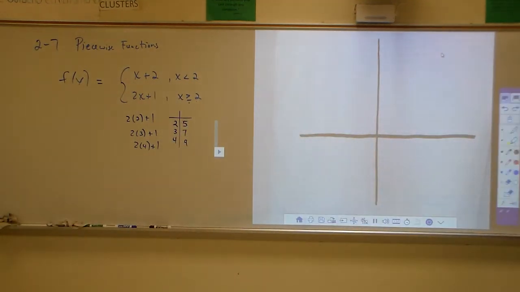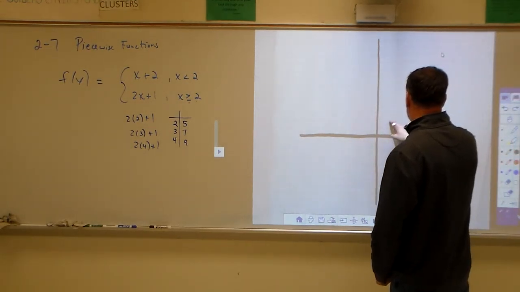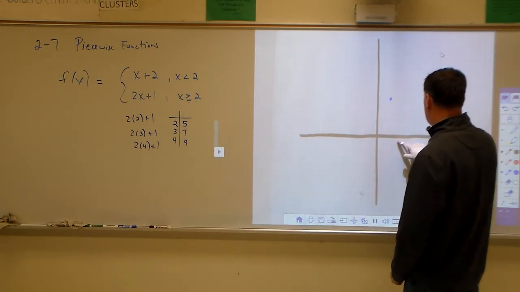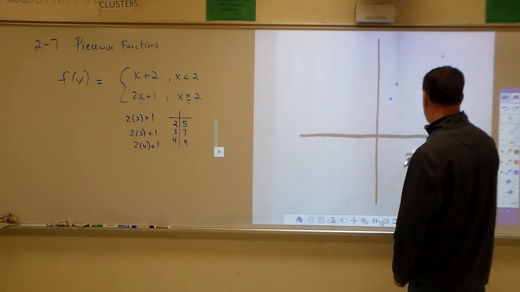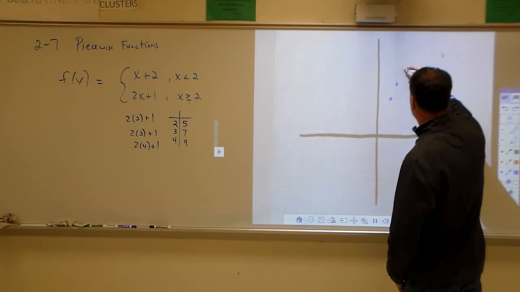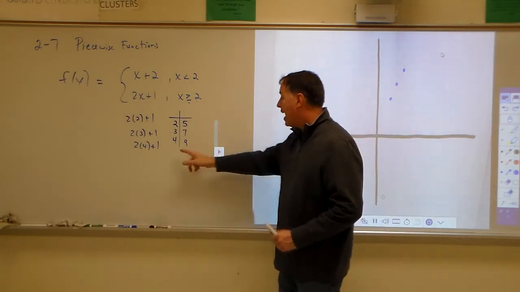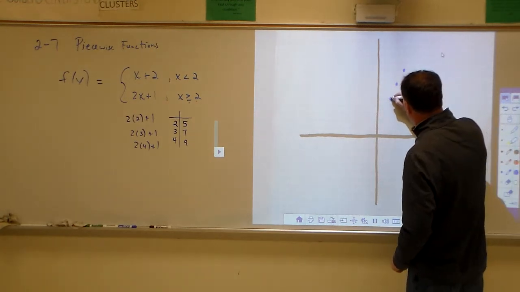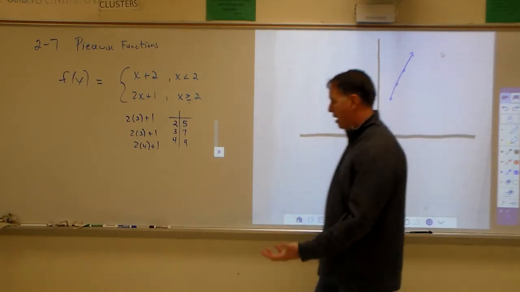So I go to my graph, and I graph (2, 5), (3, 7), and (4, 9). Now, can you agree it's going to continue to go on? Like if I put 5, then it would be 11. So this is an end point, and this goes on with an arrow. So we've done our first part.